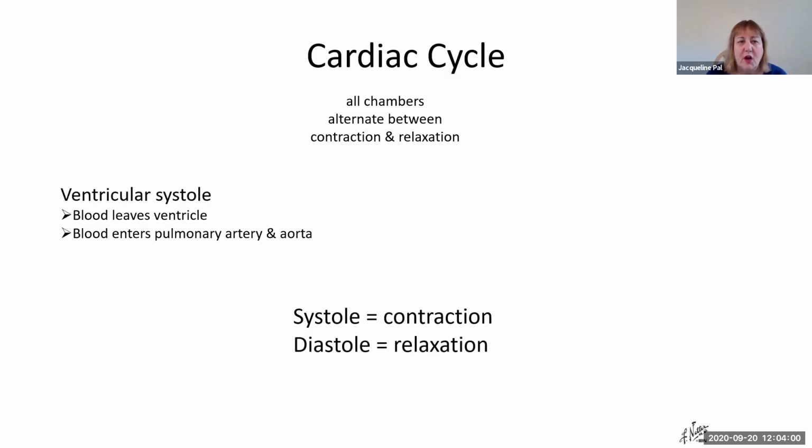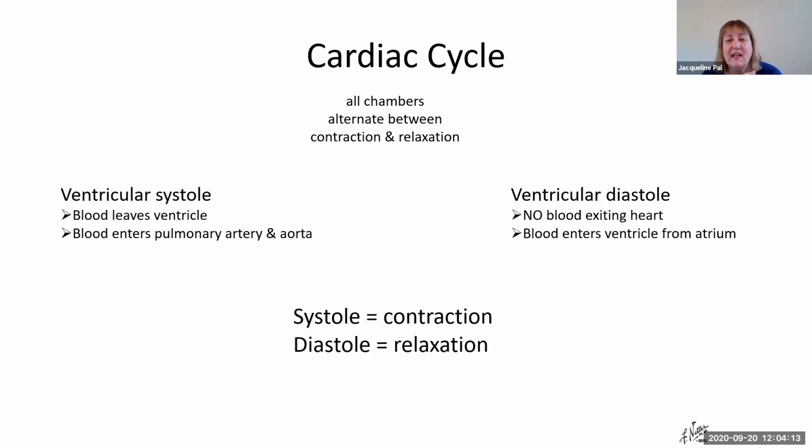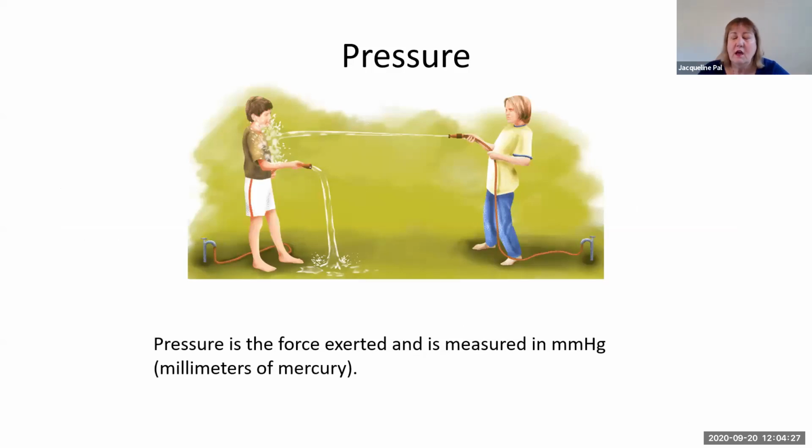Okay. So ventricular systole, blood is going to be entering the pulmonary trunk, the pulmonary arteries, as well as the aorta and the branches from there. Ventricular diastole, no blood exits the heart. And so when the ventricles are relaxed, this is when atrial systole can occur, so that blood enters the ventricles from the atria. All right.